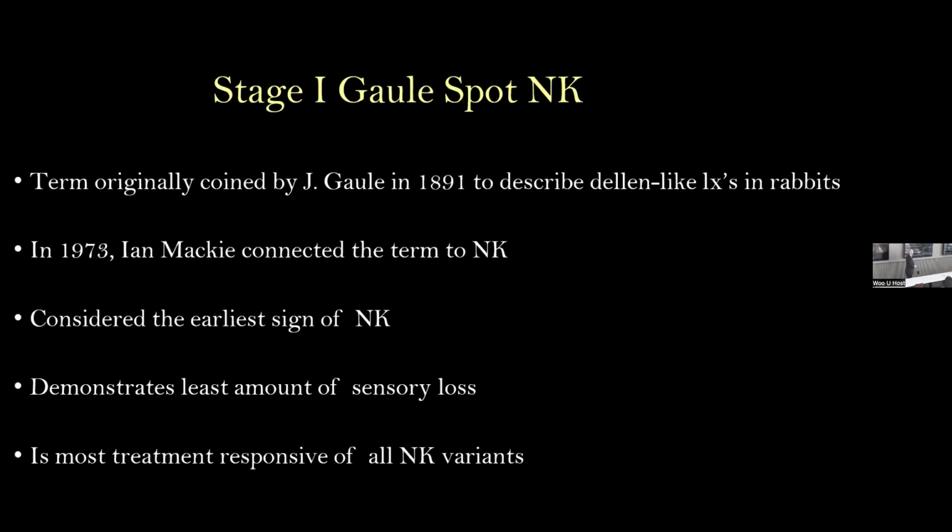Okay, the term was originally coined by Jay Golly way back in 1891, actually to describe the lesions he saw in rabbits, okay? The term languished for almost 100 years until 1973, when Ian Mackie of the Mackie classification scheme resurrected it to describe very early findings in NK, okay? He considered it actually the earliest sign of NK, and you will see that those statements propagated through all of the NK literature. What we have found is that it has the least amount of sensory loss, okay, which means it's the most treatment responsive of all the NK variants, okay.